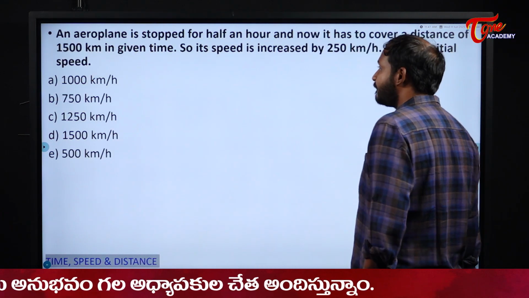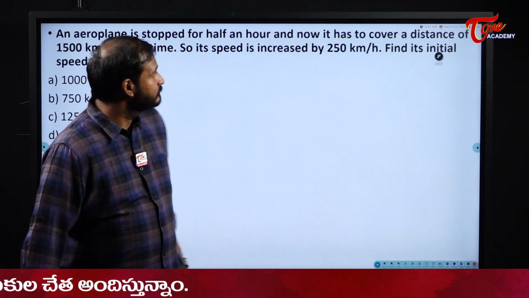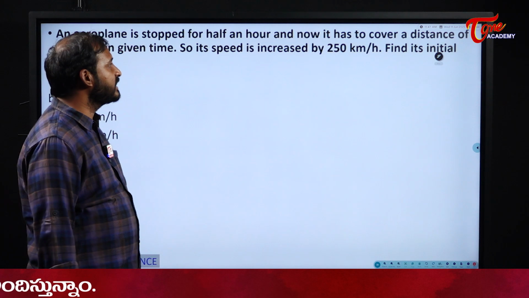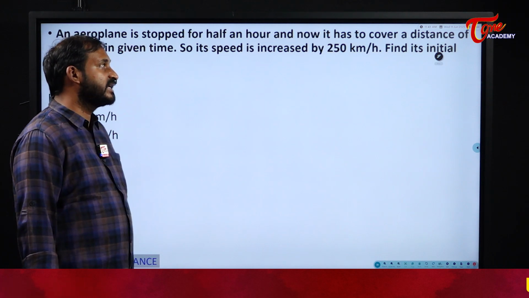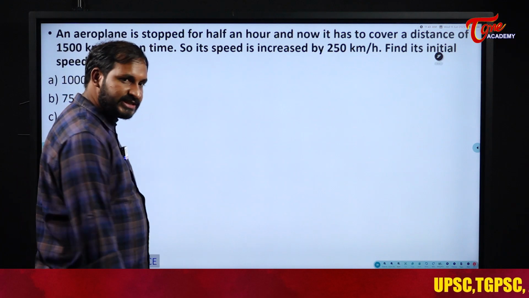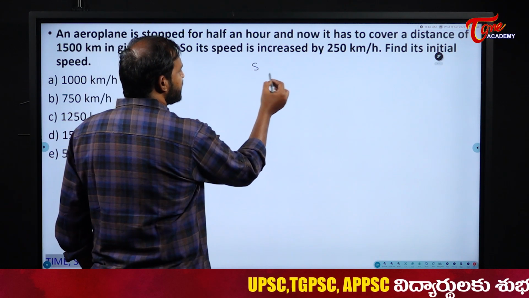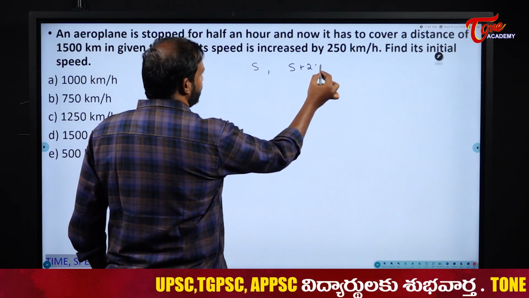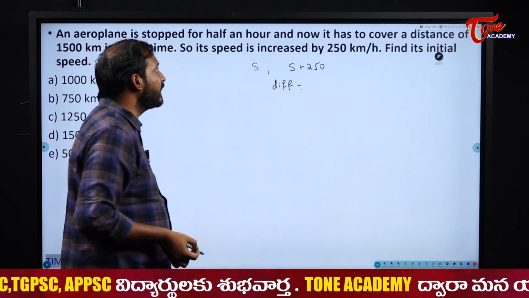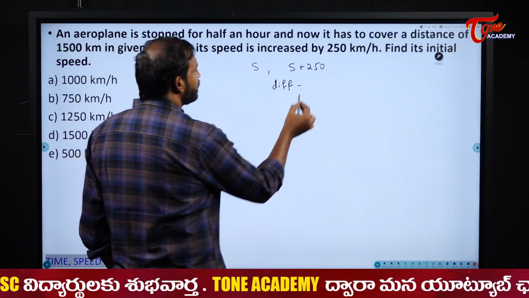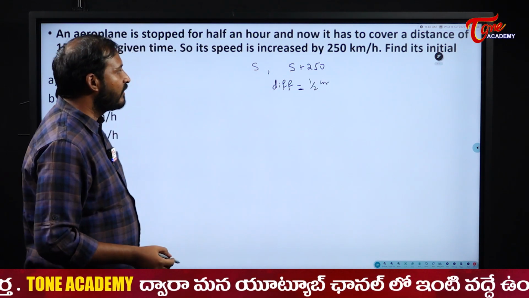Next one. An aeroplane is stopped for half an hour. Okay, half an hour, and now it has to cover a distance of 1500 kilometers in the given time. So its speed is increased by 250. Find its initial speed. Similar. So its initial speed is S. So present speed is what? S plus 250. And what is the time difference we have here? It was stopped for half an hour, 1/2 hour.